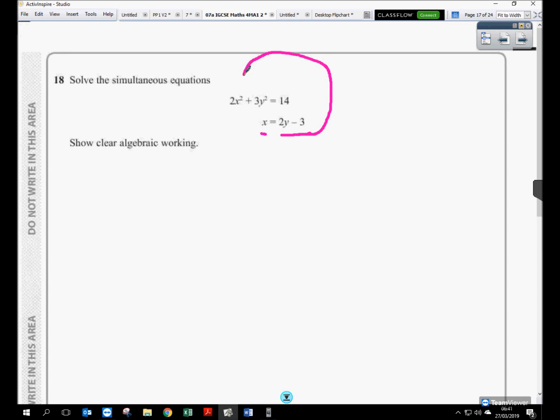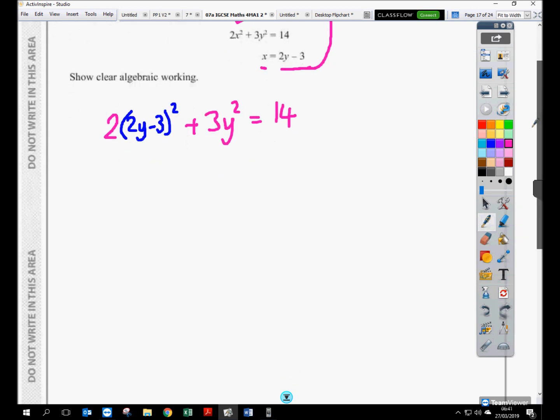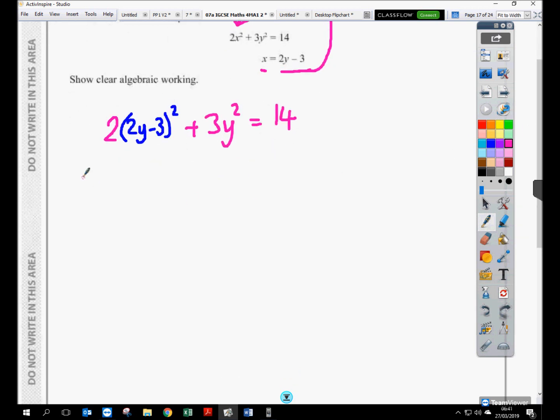So what you need to do is where you see x in the non-linear equation, you need to replace it with this. So we end up with something like this. 2 brackets x squared, and x is 2y minus 3 squared, plus 3y squared is equal to 14. So the question is, how good is your algebra?